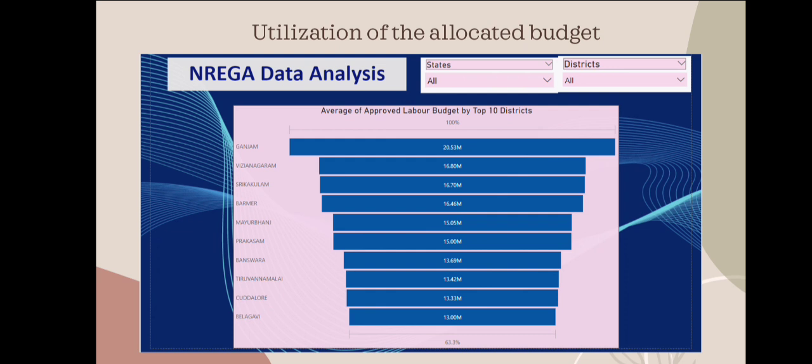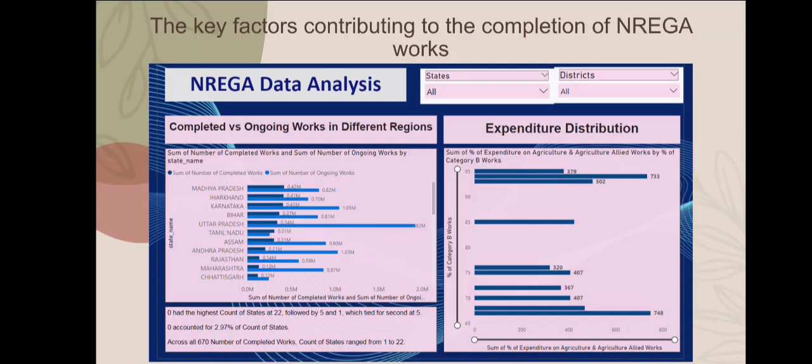Next KPI is based on the utilization of allocated budget. Here we have used the funnel chart. It is on average of approved labor budget by top 10 districts. Here we can see that Ganjam is the top district among the average of approved labor budget, and Belgavi is the least in top 10 districts.